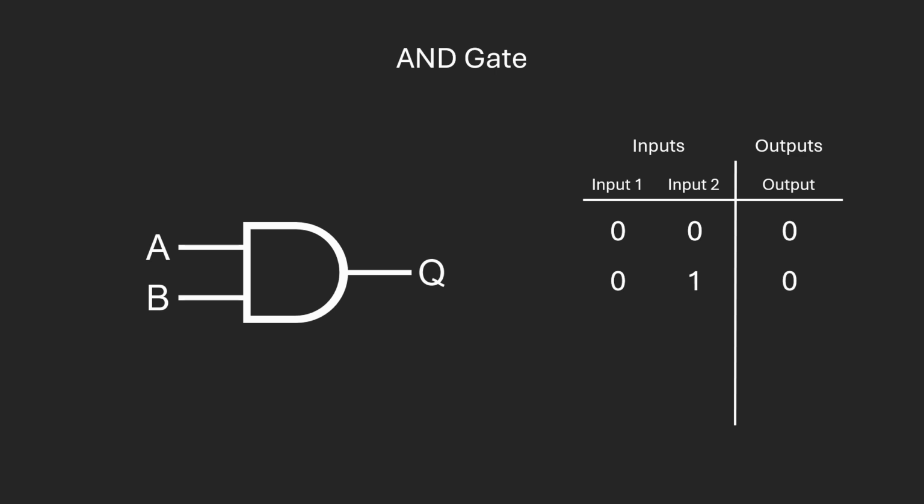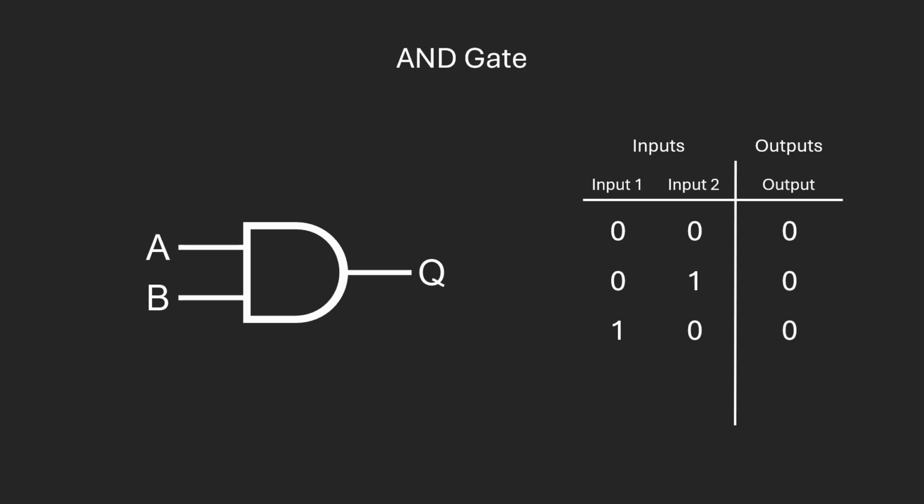Let's keep going. What if input 1 is a 1 and input 2 is a 0? Like we saw with the last table entry, both inputs have to be true in order for the output to also be true, or a 1. So our output in this case is still going to be a 0. And the last case would be where both input 1 and input 2 are 1s. In this case, our output would be a 1, because 1 and 1 makes a 1. That's why it's called an AND gate, because both inputs have to be true for the output to be true.